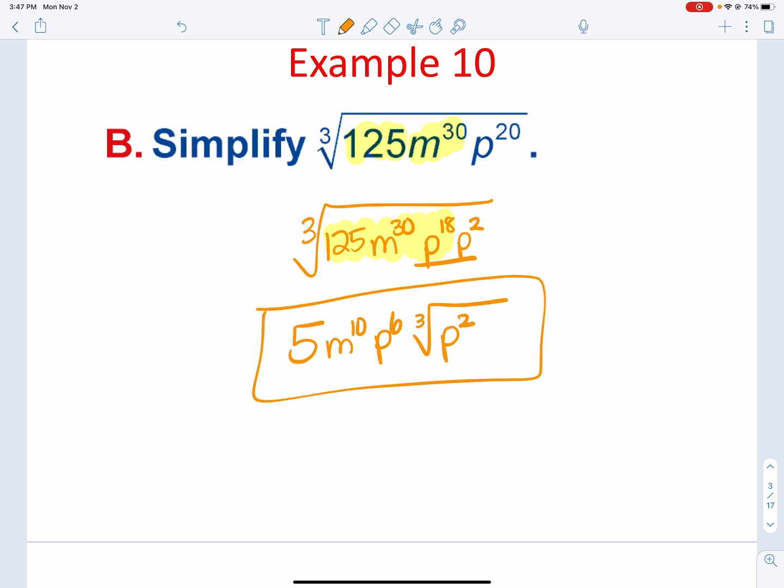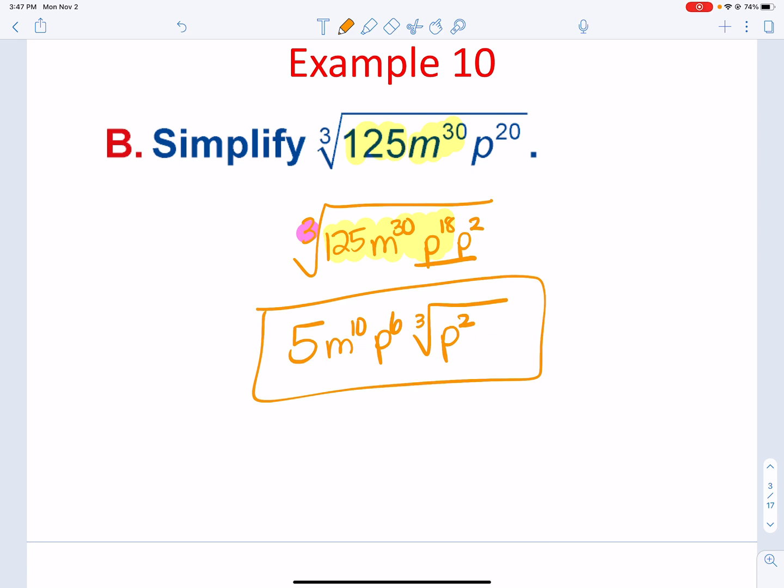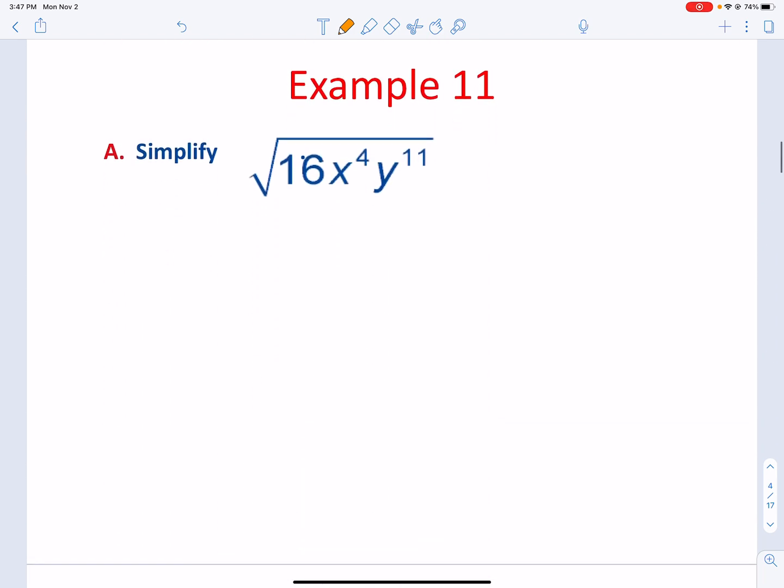Okay, now I don't even have to worry about even and even because my original problem, this was odd. So I don't even have to worry about absolute values. Okay, so pause and try this one.